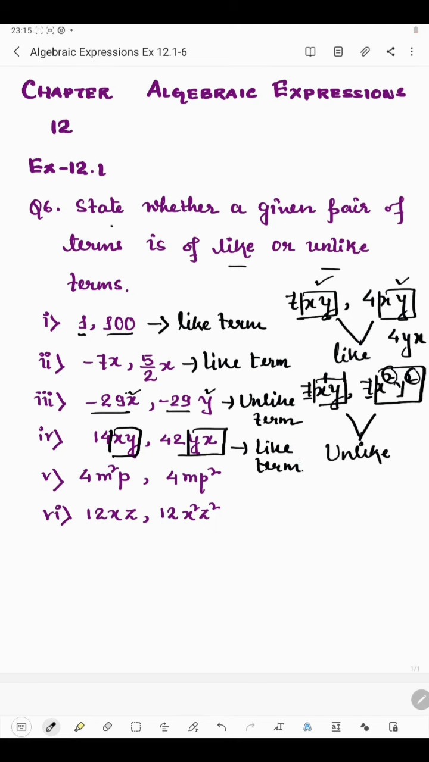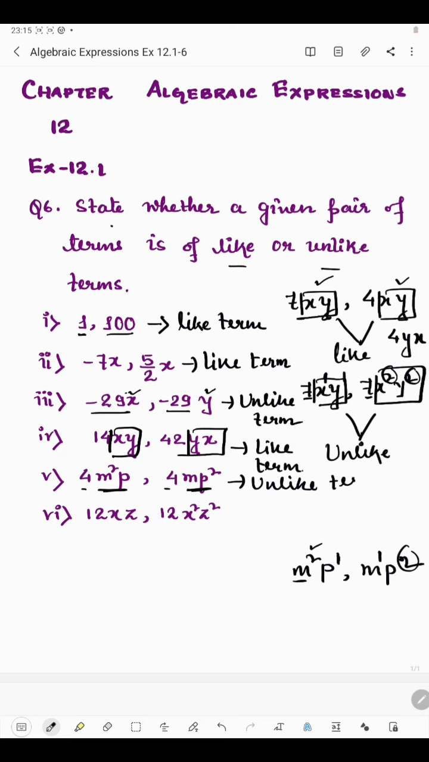Now in the fifth part we have 4m square p and 4mp square. Here the number is same, but we will check the variable part. Here we have m square p and mp square. The power of m is 2 in the first term and the power of m is 1 in the second term. In the first term the power of p is 1 and in the second term the power of p is 2, which is not same. So this is called unlike term.